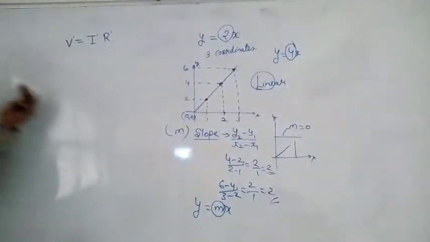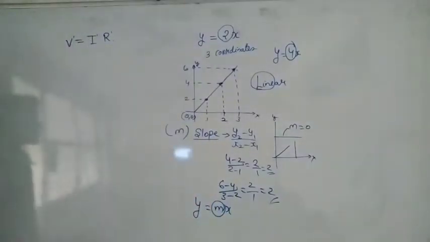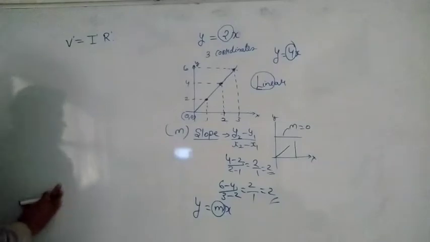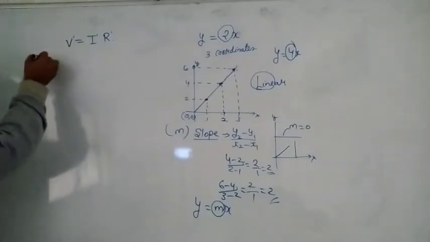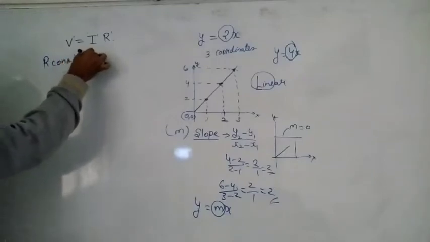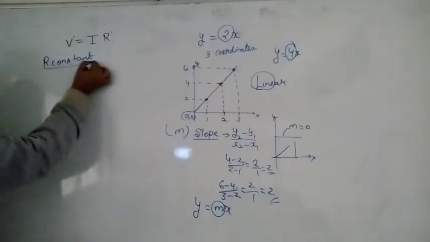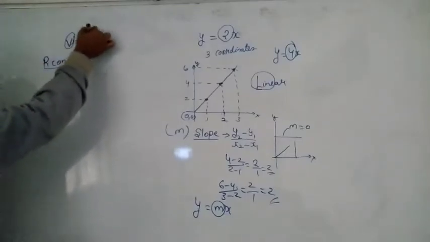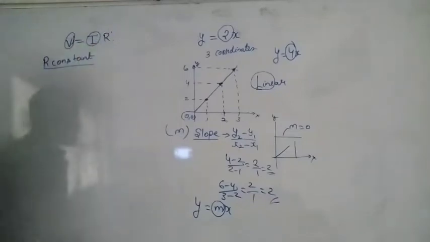Then after, try to understand this graph now, this equation. In this equation, what was constant? Try to revise, try to remember. Sir, R was constant. And what is variable? Sir, V and I were variable. We are changing V, we get a change in I.